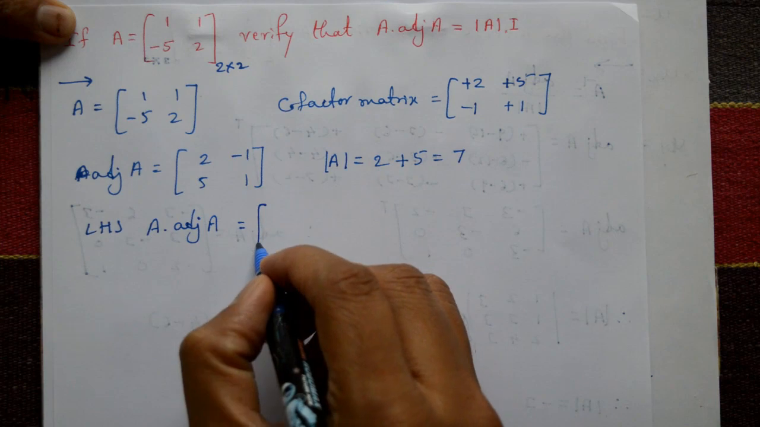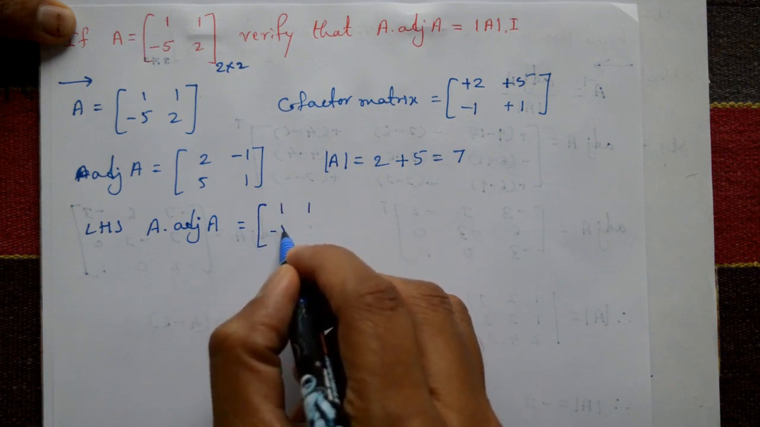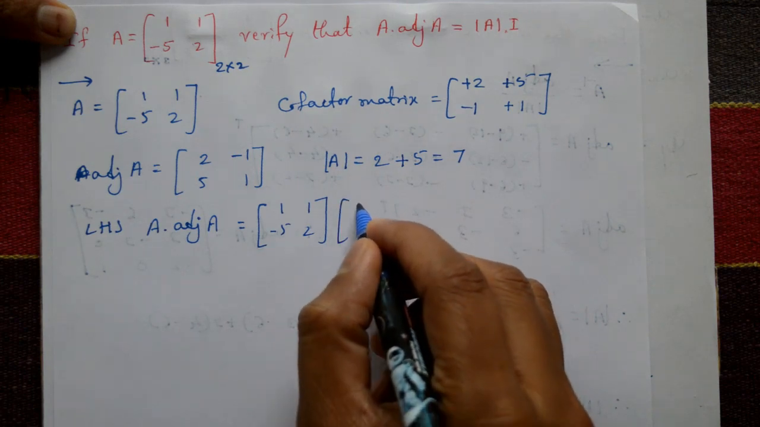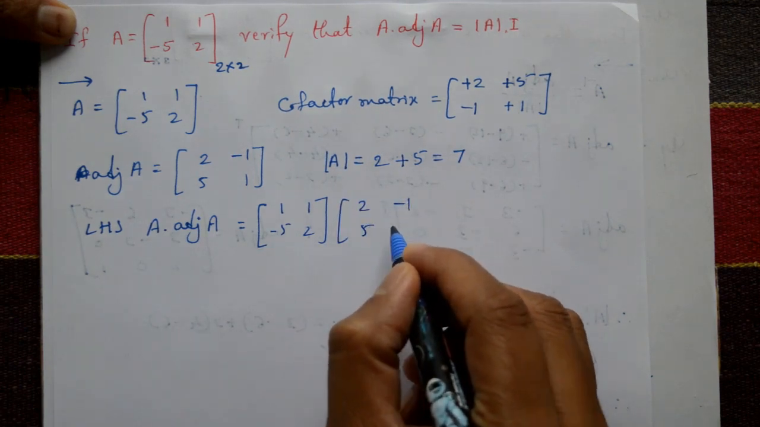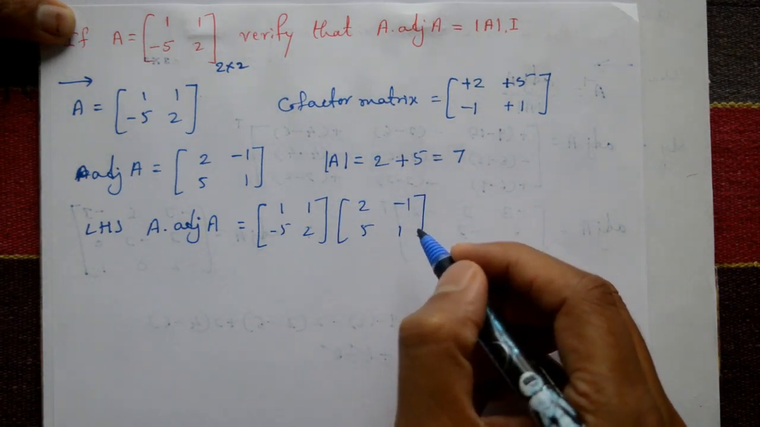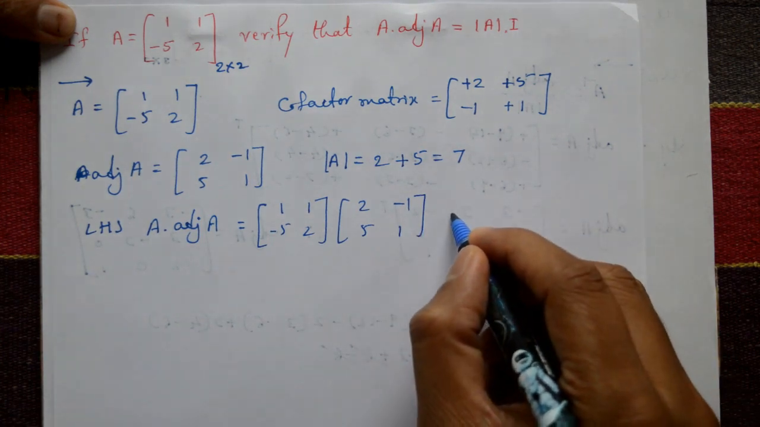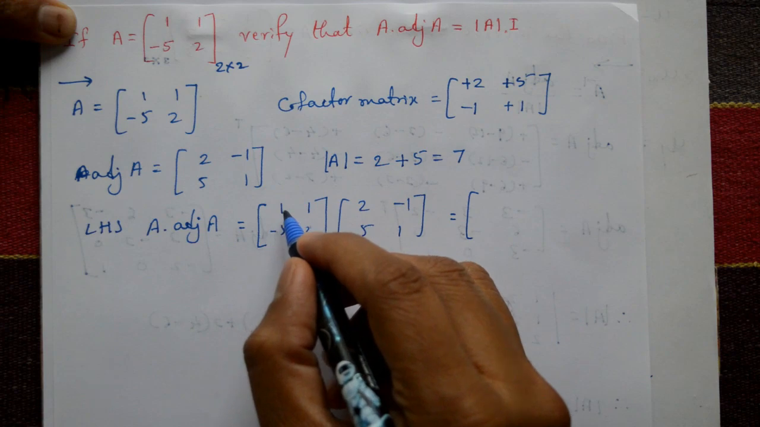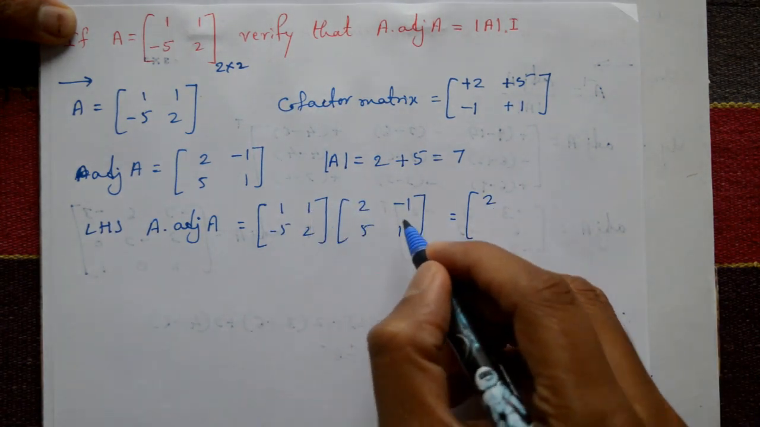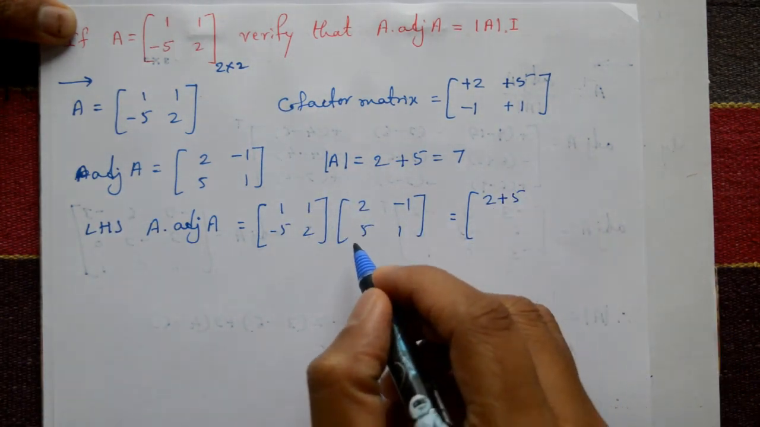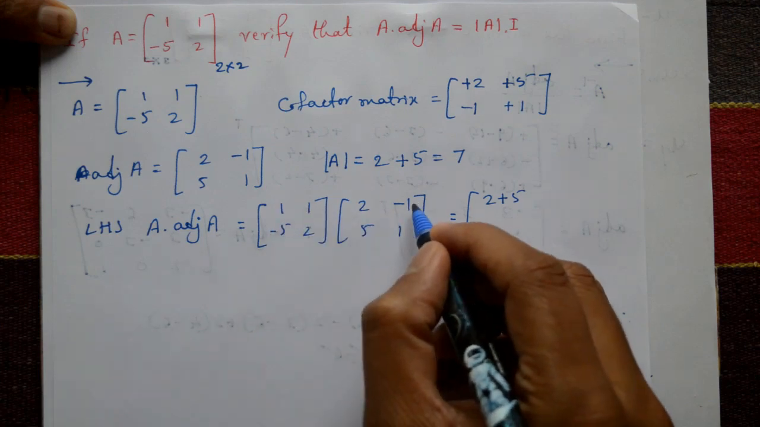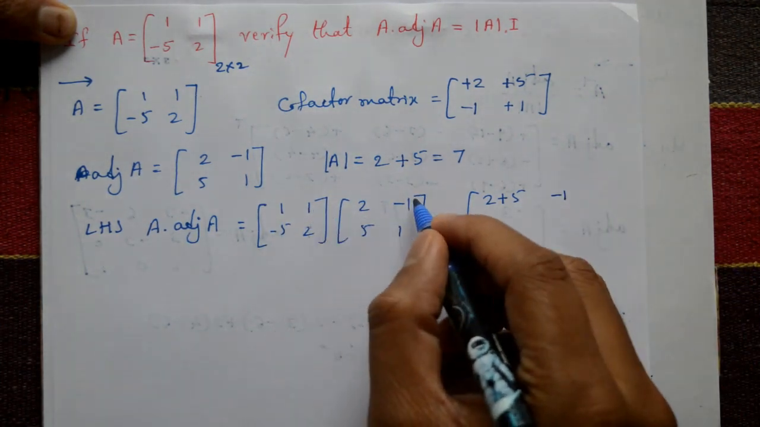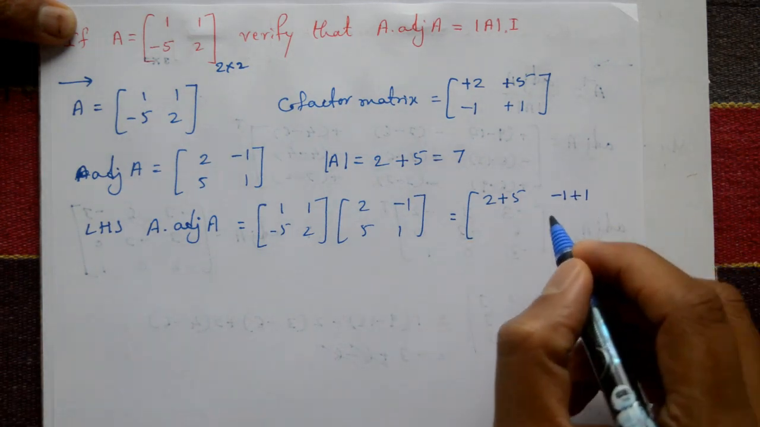Matrix A is [[1, -5], [1, 2]] into adjoint of A, which is [[2, 5], [-1, 1]]. Now this is matrix multiplication, row into column. First row, first column: 1 into 2 is 2, 1 into 5 is plus 5. First row, second column is the second element: 1 into minus 1 is minus 1, 1 into 1 is plus 1.